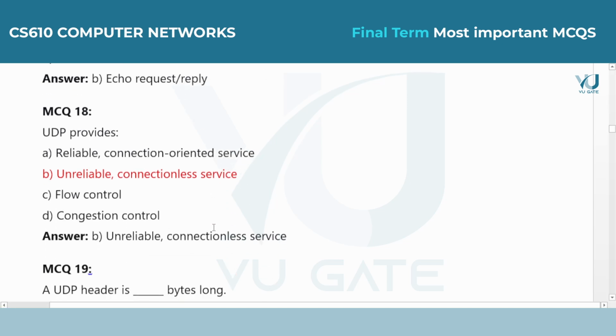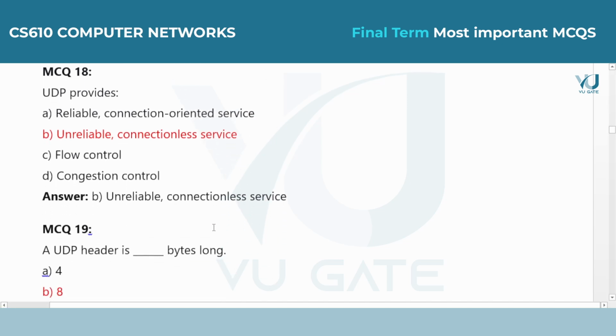MCQ 18. UDP provides. Answer: B, unreliable, connectionless service. Concept: User Datagram Protocol (UDP) is fast because it doesn't check if packets arrived or establish a formal connection before sending.